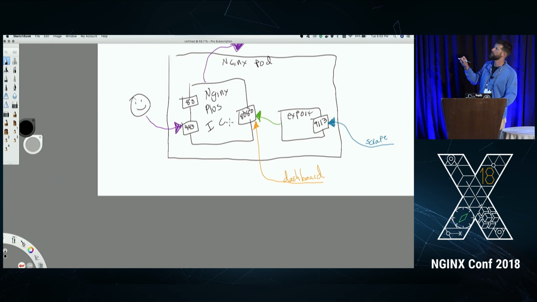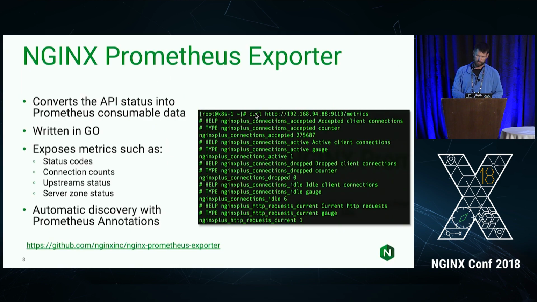So the exporter is going to read from 8080. Prometheus is going to scrape here on 9113. And then if you choose, you can use the dashboard and connect into 8080, and you can actually see that individual instance's dashboard. You can also query this API endpoint if you want for other things. I'll actually show you that in a minute when I get to my demo. But we'll go back to my slide.